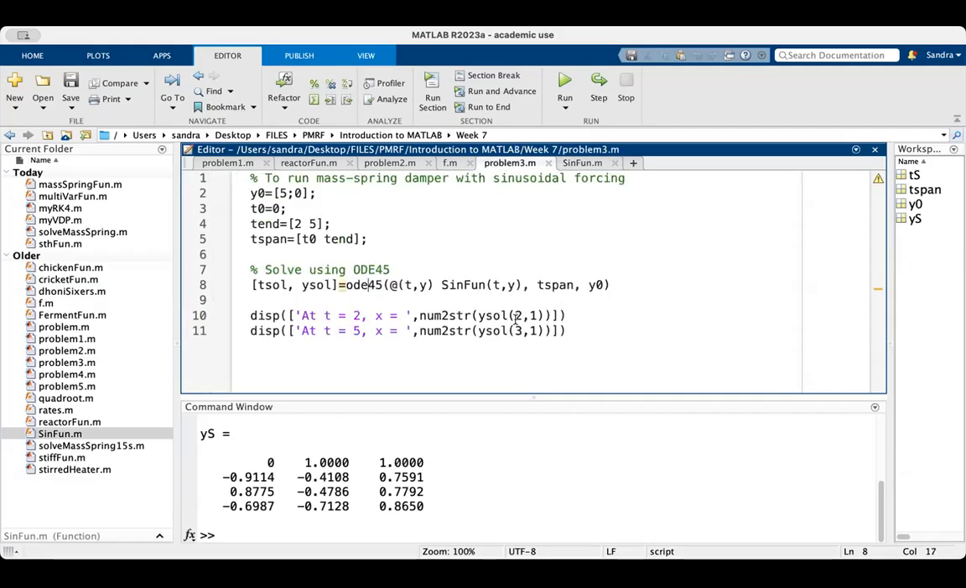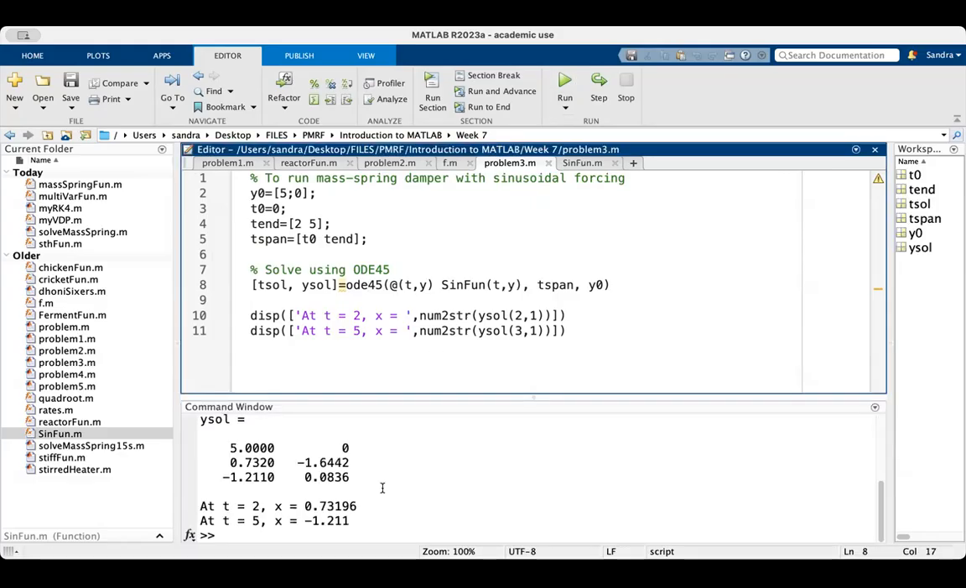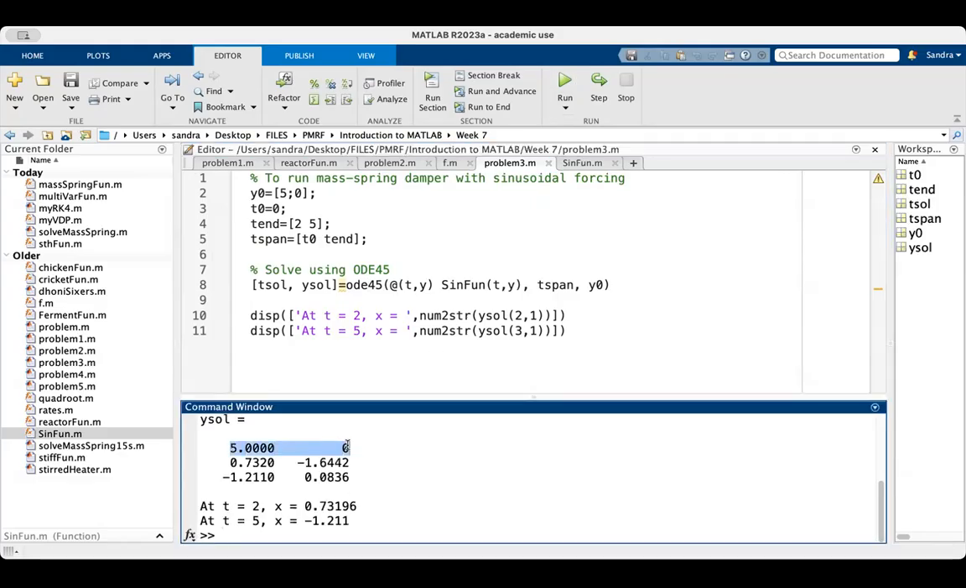Now the question is I have to show what is x1 and x2. So I'll just run this here, clear, clc. You can see ysol has 2 columns and 3 rows. The first column corresponds to x, the second column corresponds to v. They have asked us to print at t equal to 2, that is the second row, first column, so that is 2, 1. That is why the value is 0.73196.